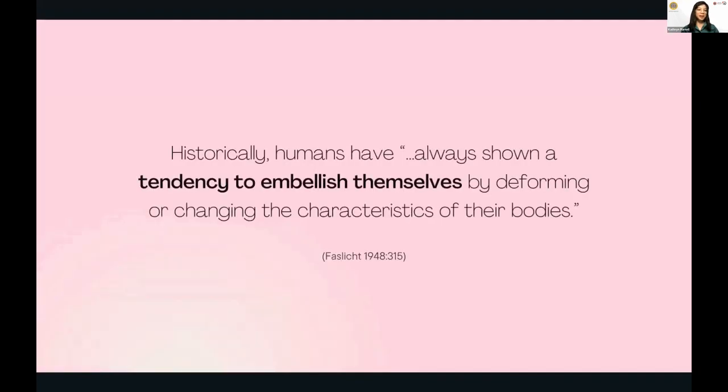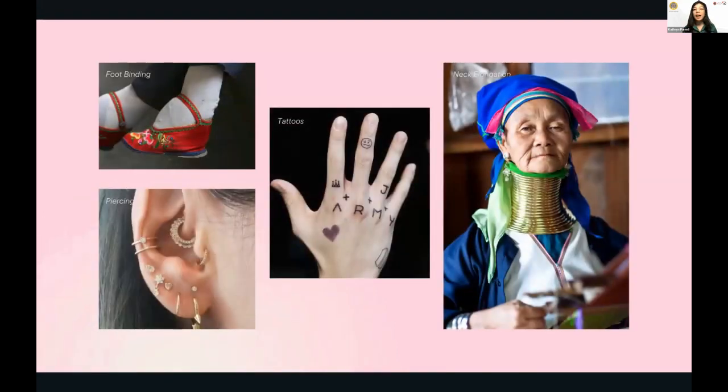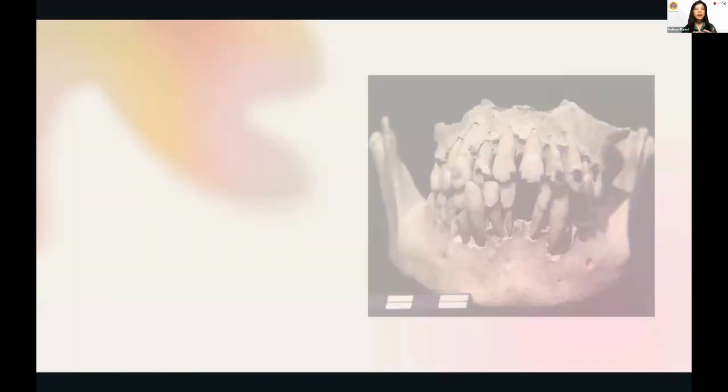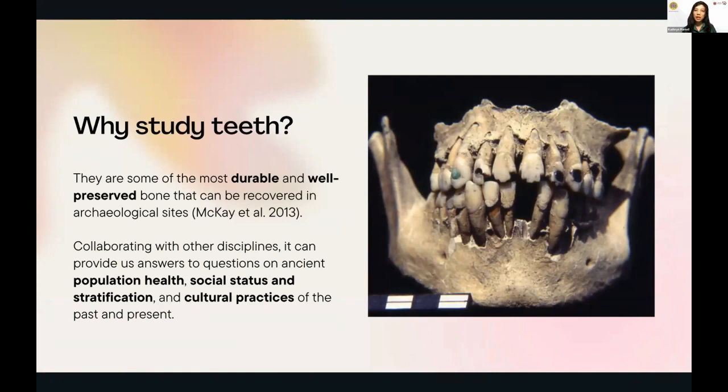Okay. So the basis of this paper surrounds the idea that Faslich proposed, wherein historically humans have always shown a tendency to embellish or decorate themselves by either deforming or changing characteristics of their bodies. And there are very many ways in which they can do this. There are things such as foot binding, neck elongation, tattoos, piercings, putting on braces as well. So there's very many ways wherein embellishments happen on the body. But this paper in particular will be looking at the embellishments or decorations that are formed on teeth.